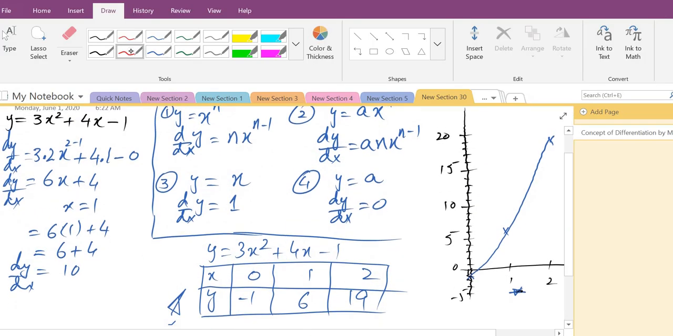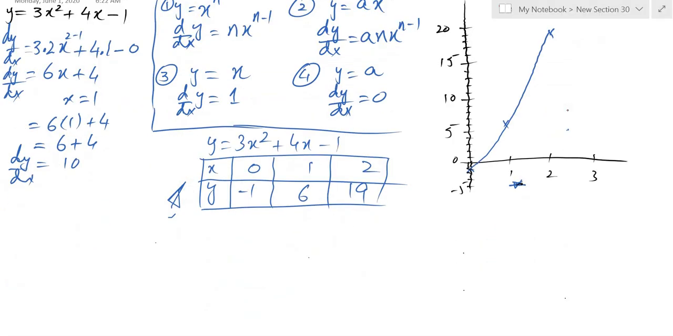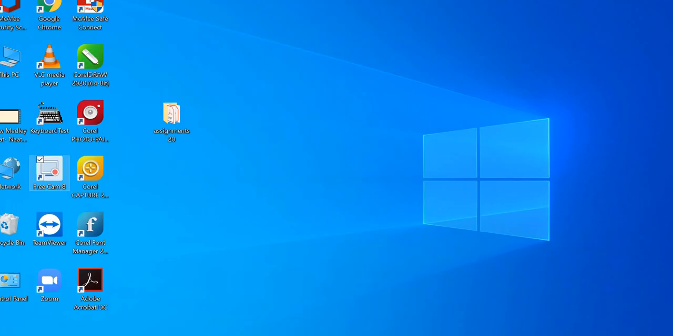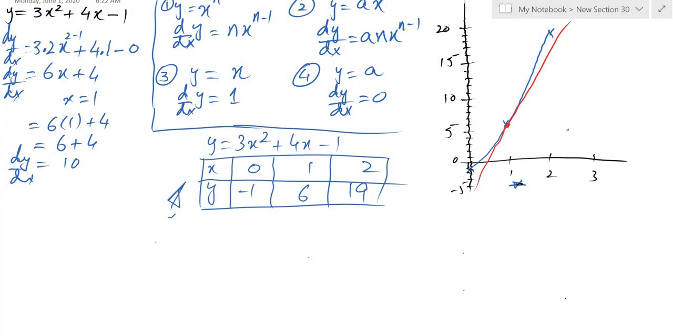So to find the gradient, we have to draw a tangent on this curve at this point. It will be like this, the tangent is like this. Now we have to find its gradient. We can easily find it, we have done it already in previous classes. Draw a triangle on it, just like this.